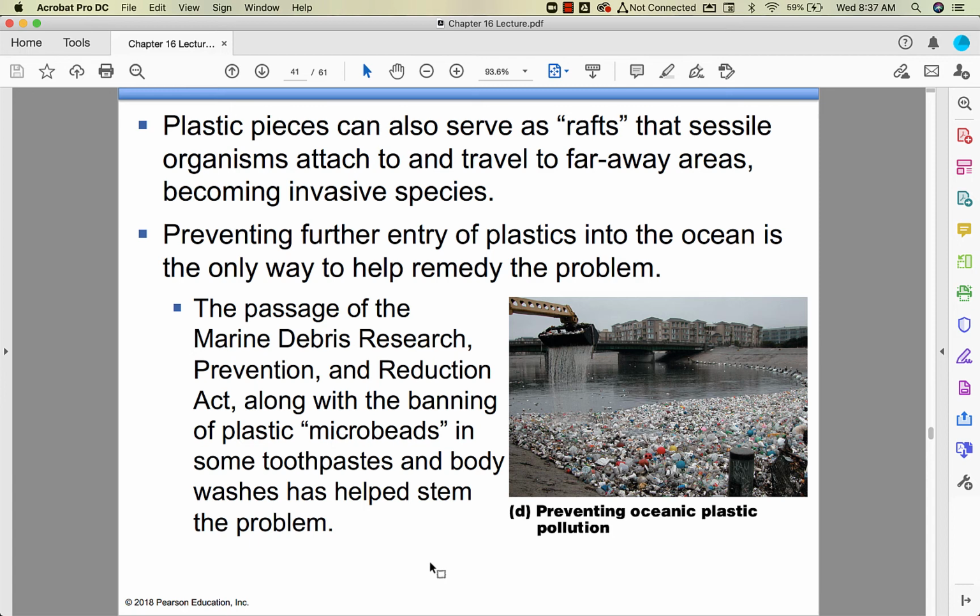Probably around 2012, 2013, scrubbing body washes and stuff had plastic microbeads. And even in toothpaste, they had plastic microbeads that we would rinse down the sink after we washed ourselves or brushed our teeth, spit it down the sink. They were accumulating in the ocean. So we have since banned them, which is good.